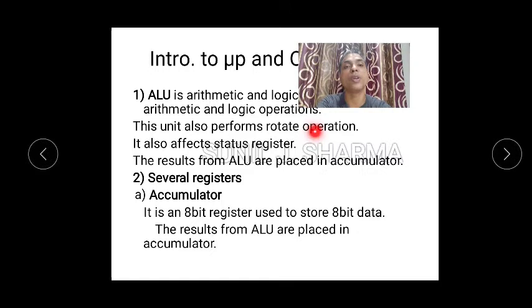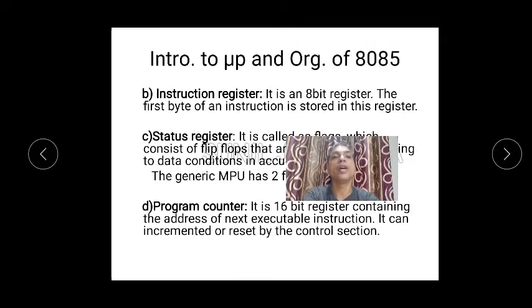That is very important. Then several registers, as we were talking about, one of them is the accumulator. It is an 8-bit register used to store 8-bit data. The results of ALU are placed in the accumulator, as you can already see. So this is a very important register. Then we have the instruction register. It is an 8-bit register. The first byte of the instruction is stored. Whatever instruction you want to give to the microprocessor is actually stored here.